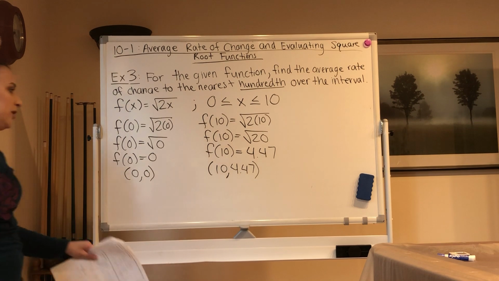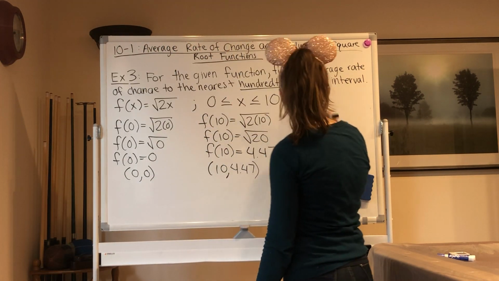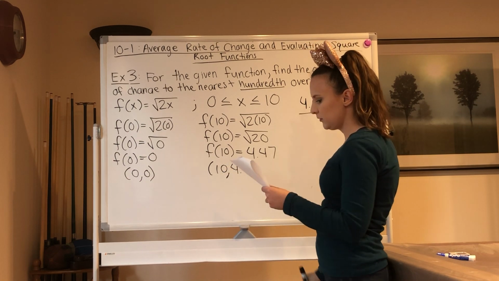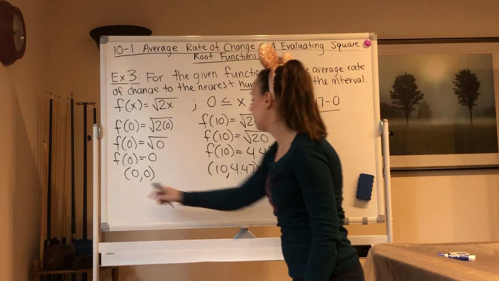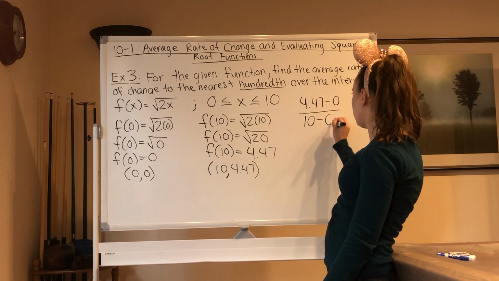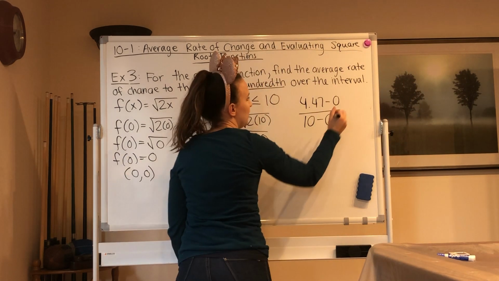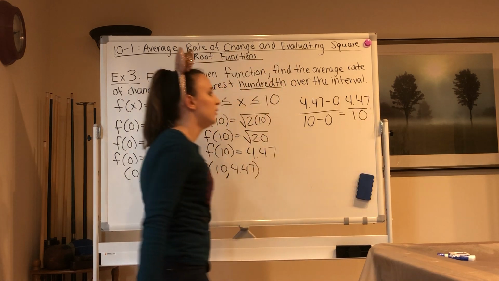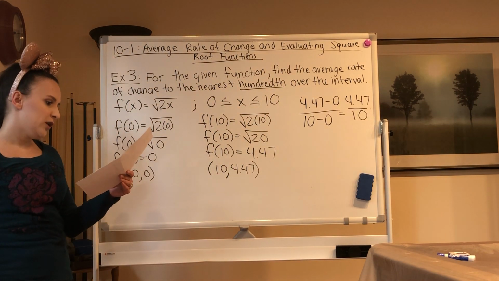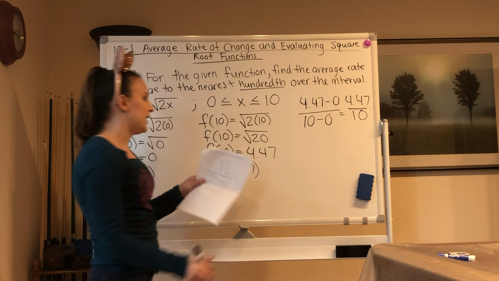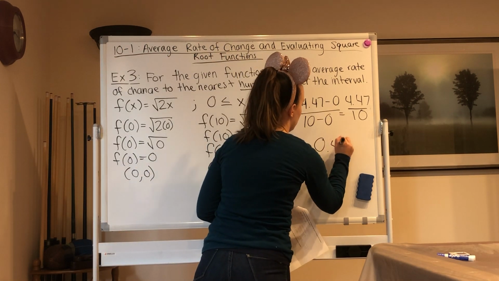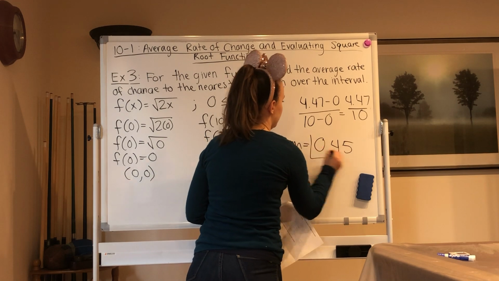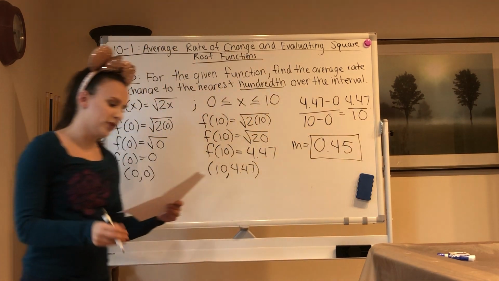Plugging into slope formula, y2 minus y1, so 4.47 minus 0 over 10 minus 0 equals 4.47 over 10. And when you put that in your calculator, 4.47 divided by 10 is 0.45. So your slope is approximately 0.45.